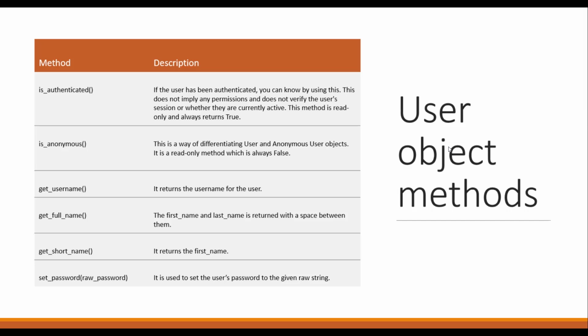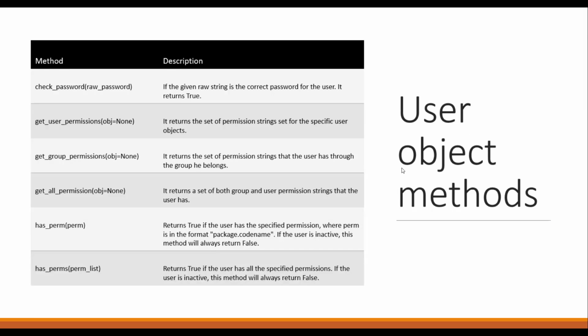It is used to set the user password to the given raw string. So now we move to the next method, that is check_password. In this method we also pass the raw password, and if the given raw string is the correct password for the user, it always returns true, otherwise it returns false.